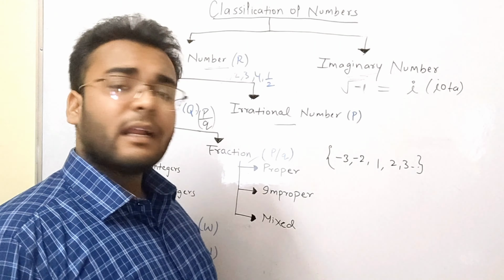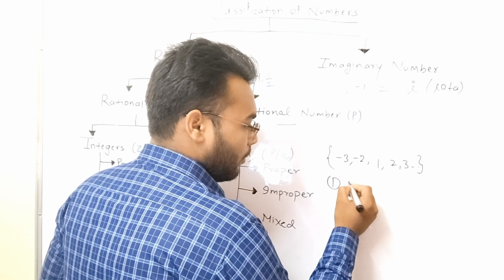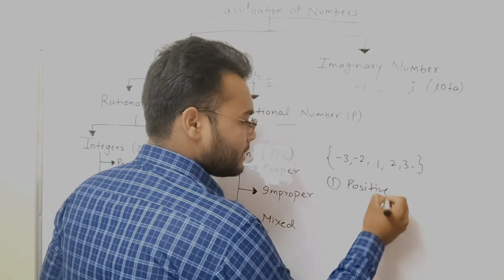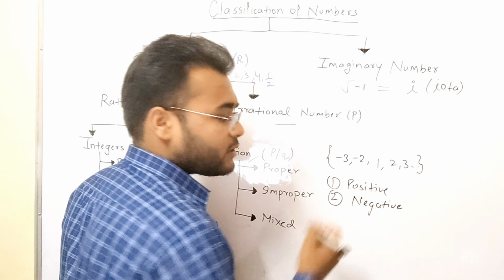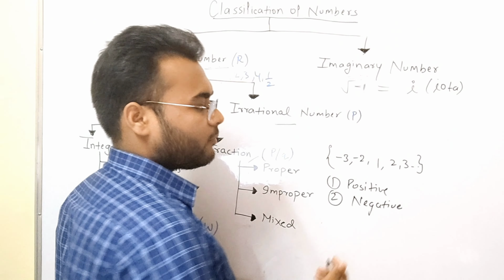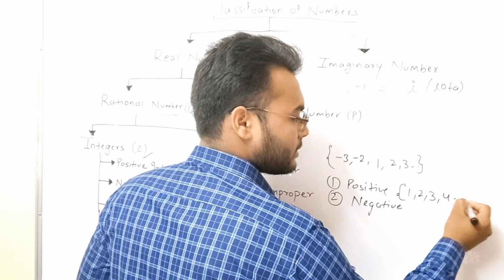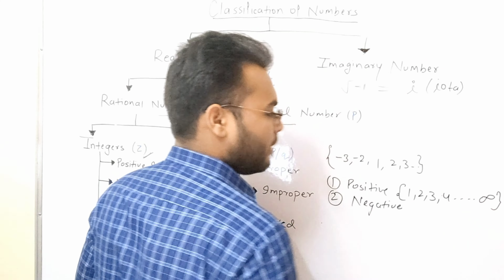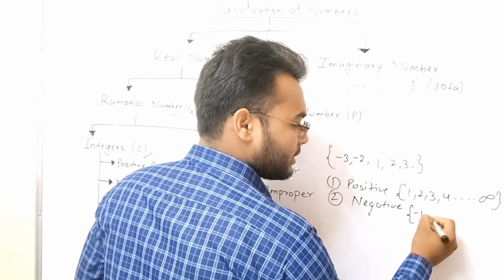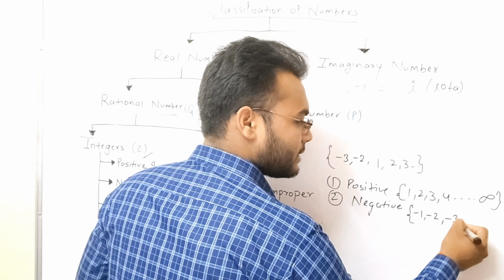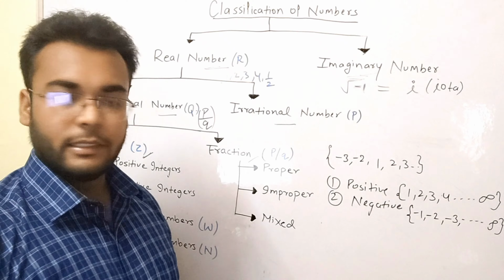Now integers are classified into two types. There are two types of integer. One is positive and other is negative integers. What is positive integer? All the positive natural numbers are called positive integers till infinity. And what is negative integers? All the negative natural numbers like -1, -2, -3 and so on. These all are called negative integers.